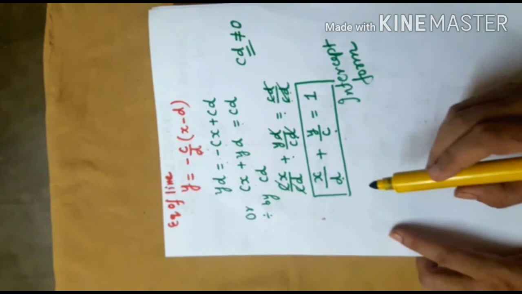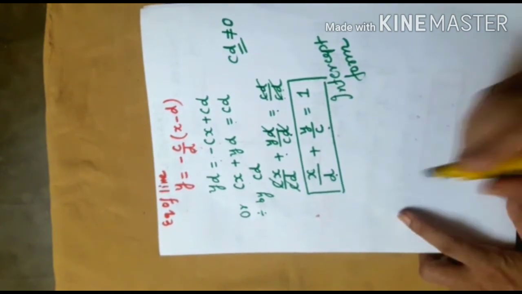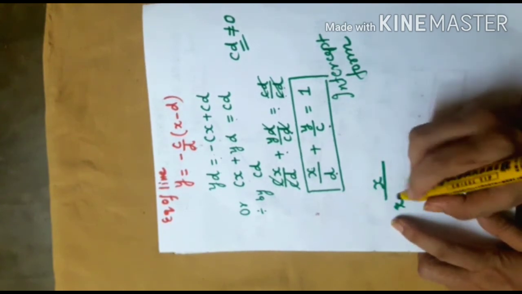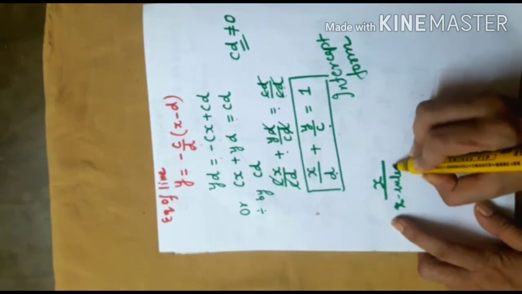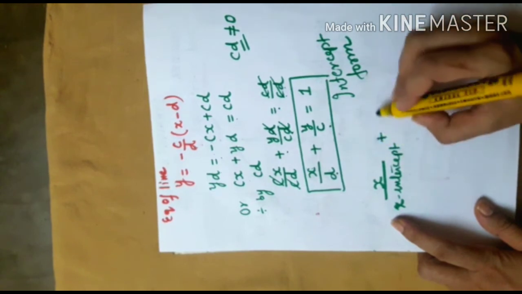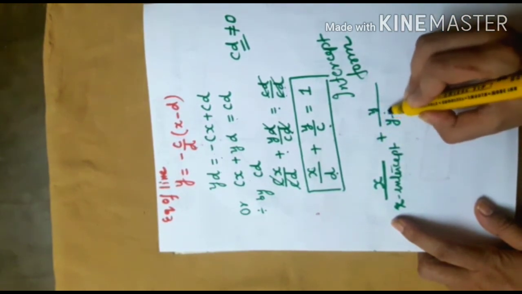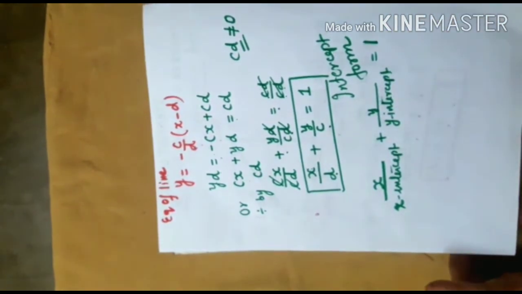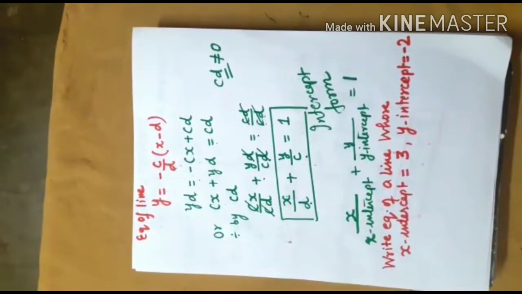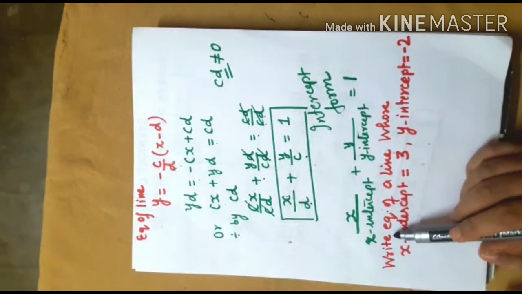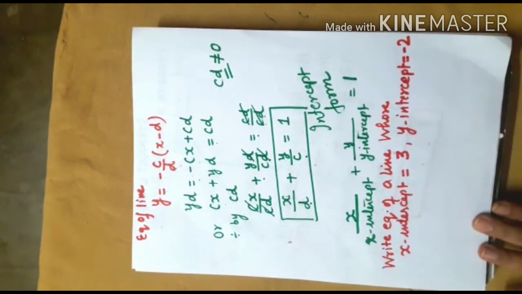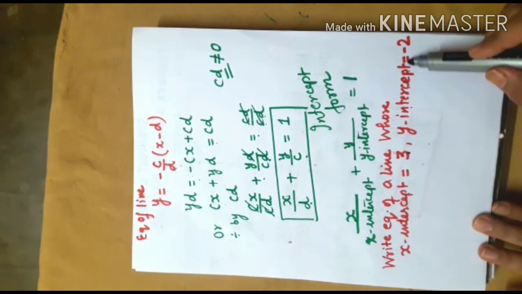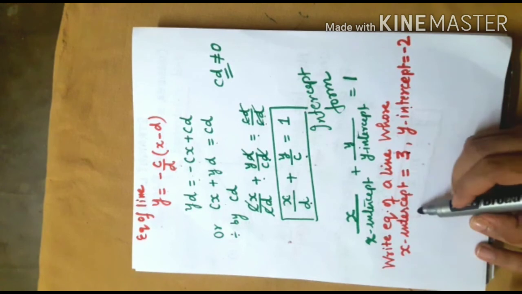So, when the x and y intercepts are given, the equation is given by x over x-intercept plus y over y-intercept equals 1. For example, what will be the equation of a line whose x-intercept is 3 and y-intercept is minus 2?